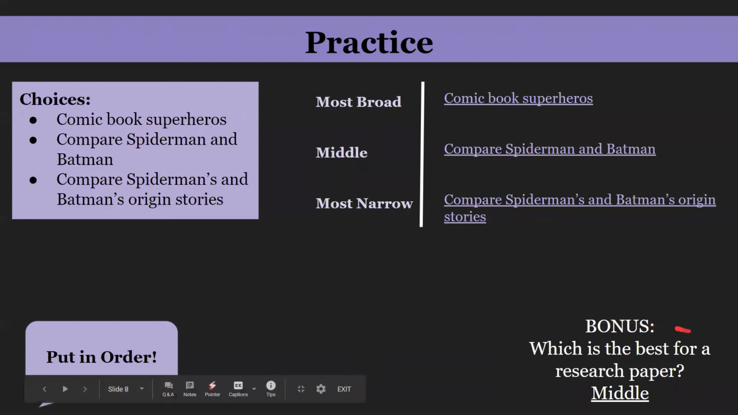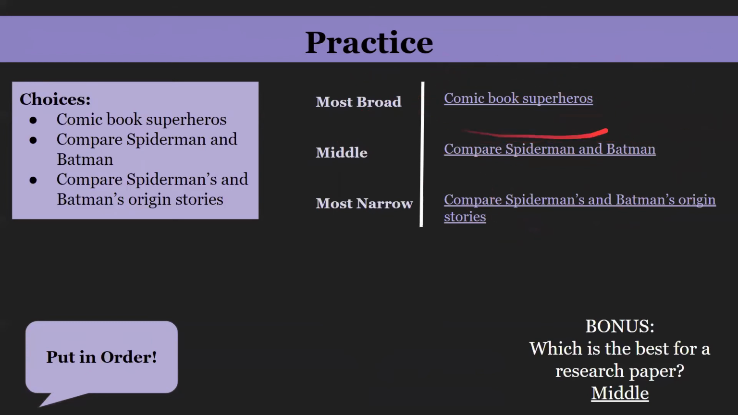I would say the best, in my opinion, is either the middle or the most narrow. But if you want a larger paper, so if you have more time to write and you need like a 5-page paper, you might just compare the two. But if you only need a 1-page paper, then you might just compare their origin stories. It really depends on what type of paper you need. But the most broad, the comic book heroes, would be more like a book. So I would think maybe this would be for a book, this would be for a 5-page paper, maybe this would be for a 1-page paper.